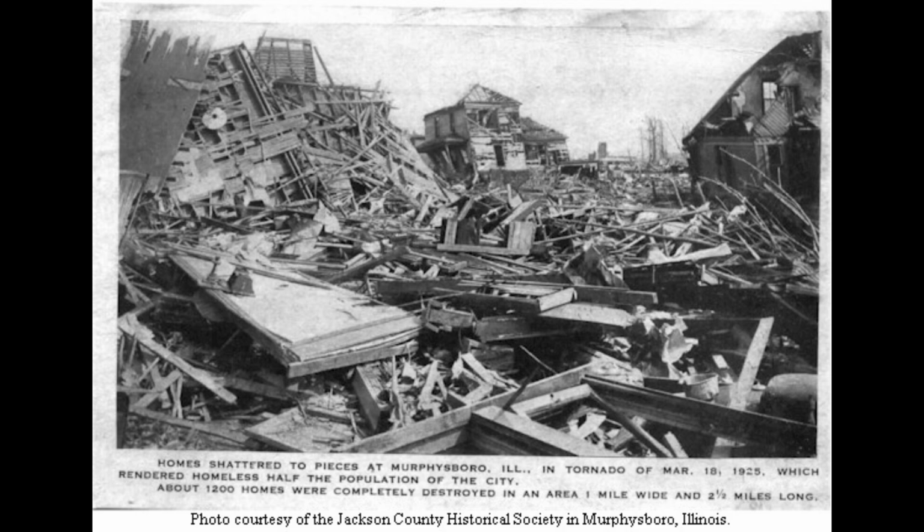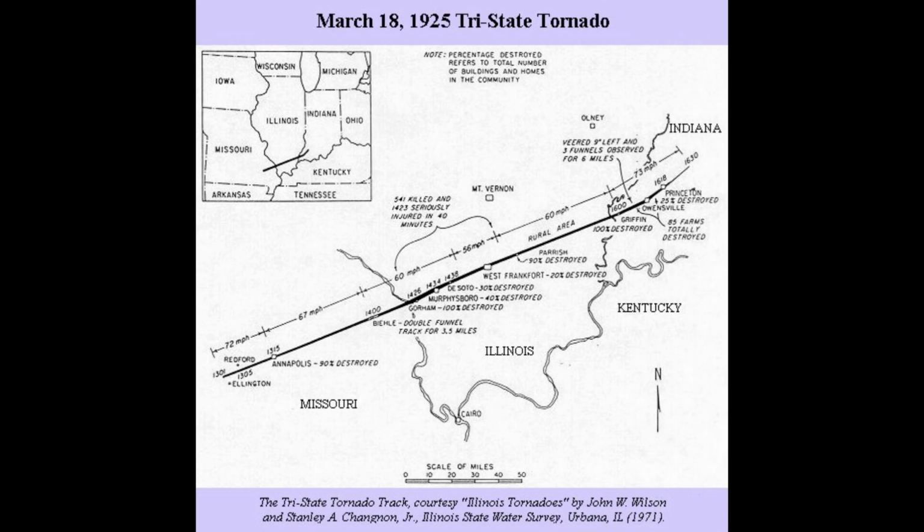Recovery was slow, with some communities like Parrish never even being rebuilt. The tornado's unprecedented path, length, and duration have been subjects of extensive study and debate. Some meteorologists actually question whether a single tornado could maintain such an intensity over 219 miles, suggesting the possibility of a series of tornadoes produced by the same storm system.